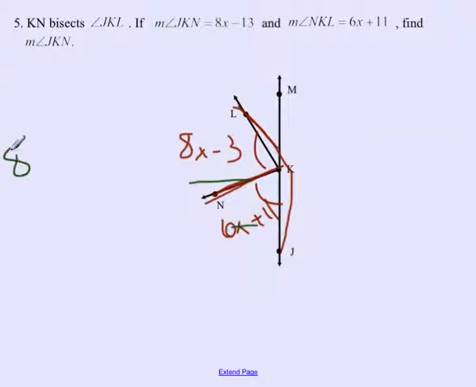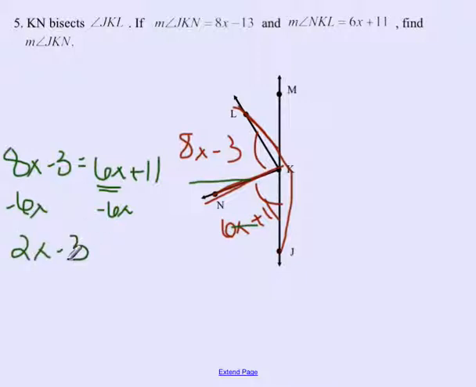So then I know that 8x minus 3 is equal to 6x plus 11. Now we want to go about solving this for x. I want to bring this 6x over to the other side. Well, it's a positive 6x, so to get it over to the other side, I need to subtract 6x. So 8x minus 6x gives us 2x minus 3, and that's going to be equal to 11.